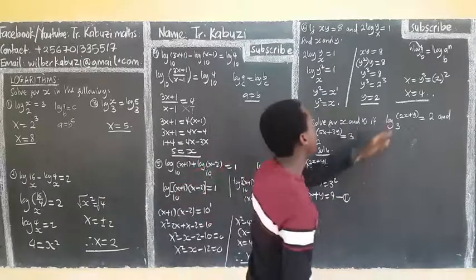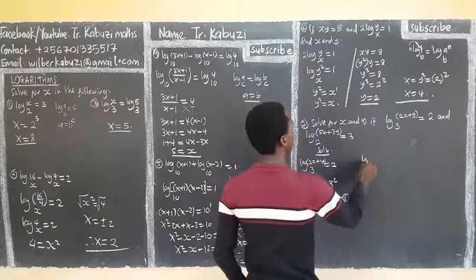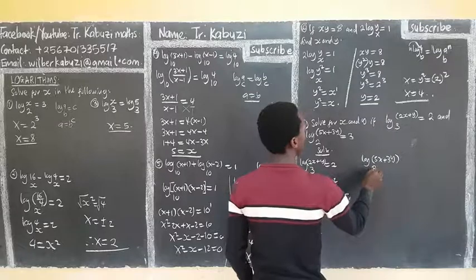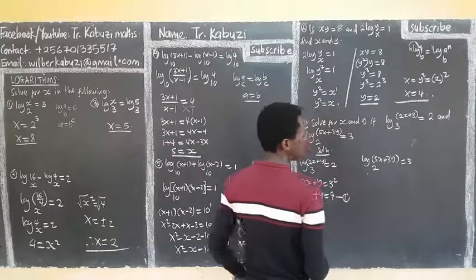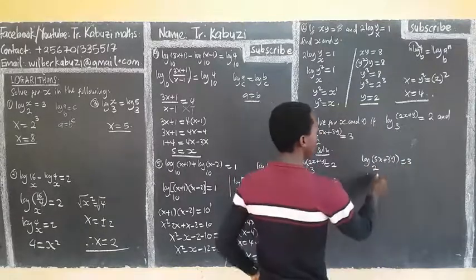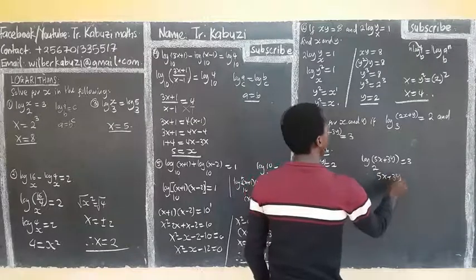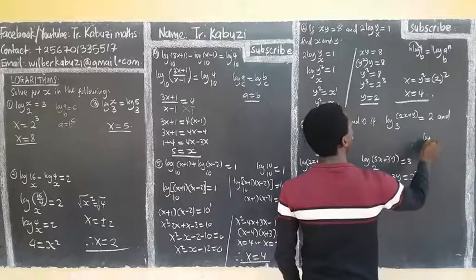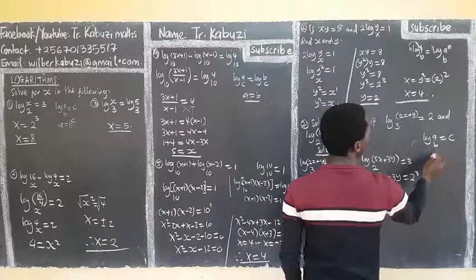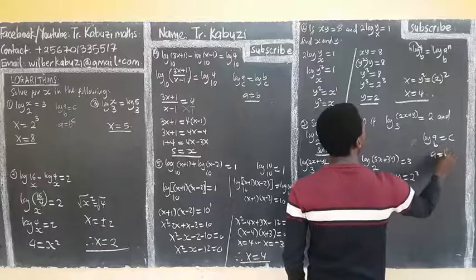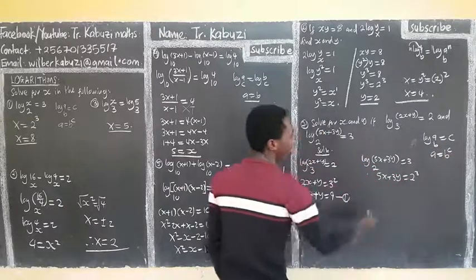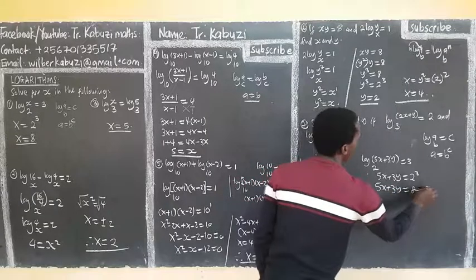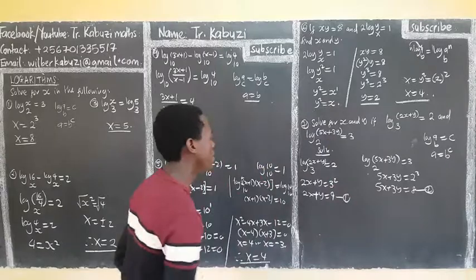I also add to this one here: log of 5x plus 3y to base 2 equal to 3. The same idea, get this power this. You have 5x plus 3y equal to 2 to the power 3. Which property are we using? Log a b equal to c, we get a, get this b power this. That's what we are using. So that our 5x plus 3y is equal to 8, equation 2. Now solve this simultaneously.